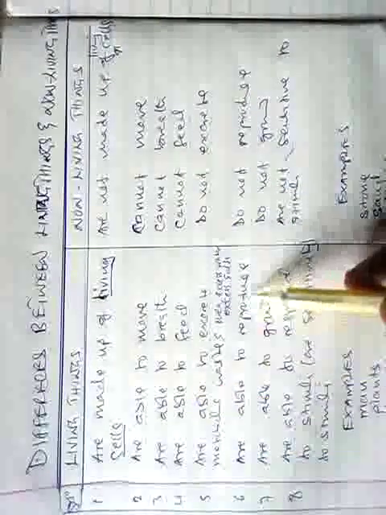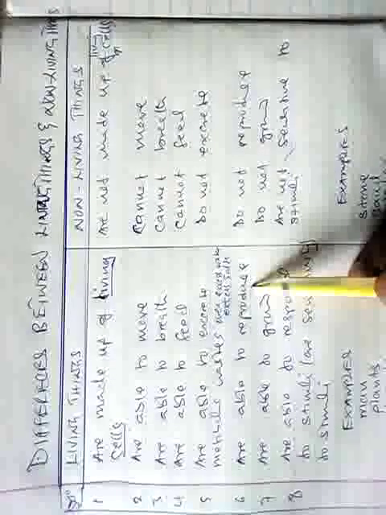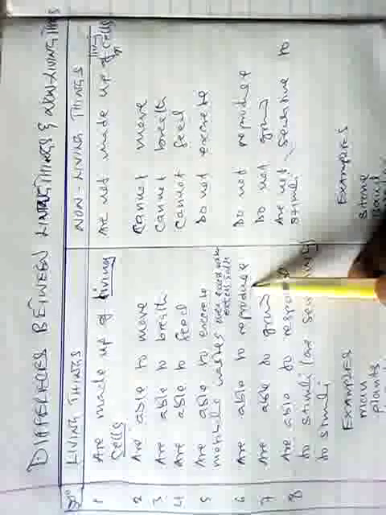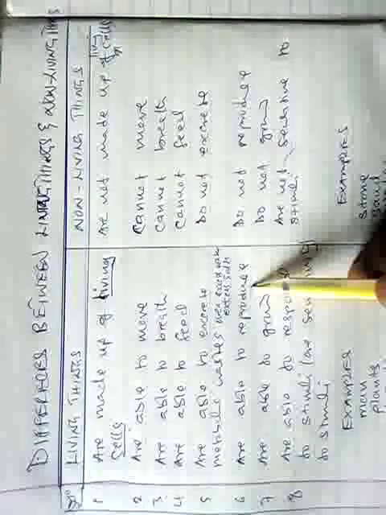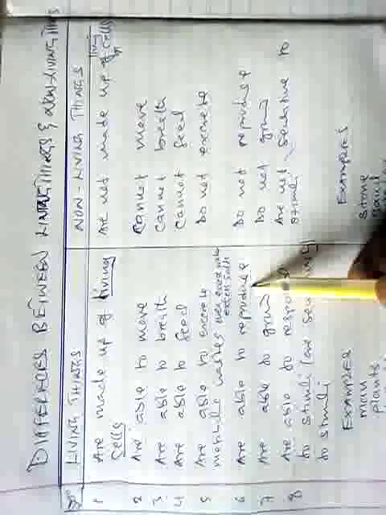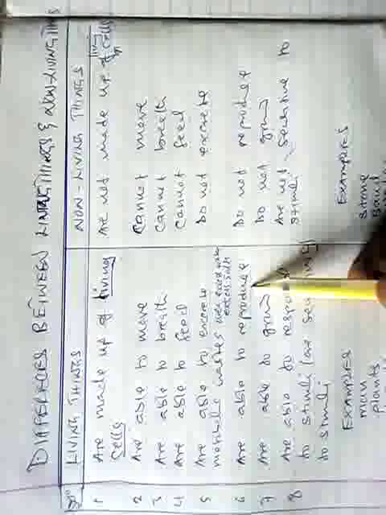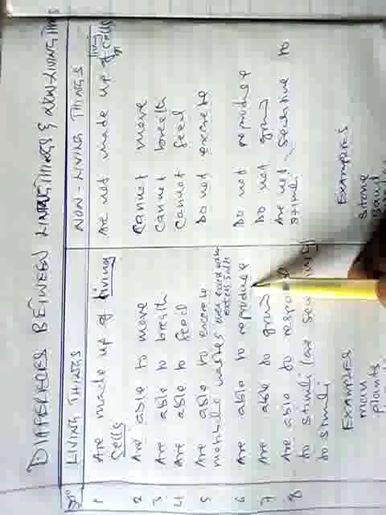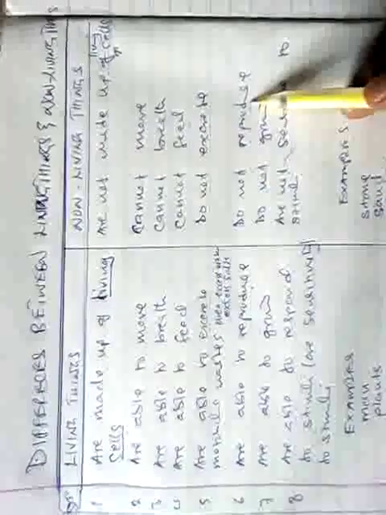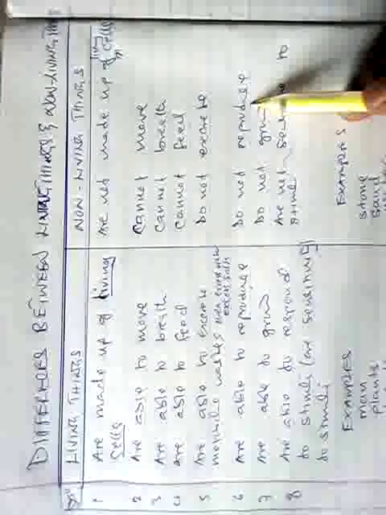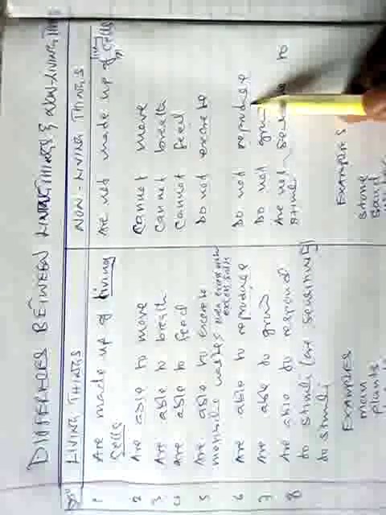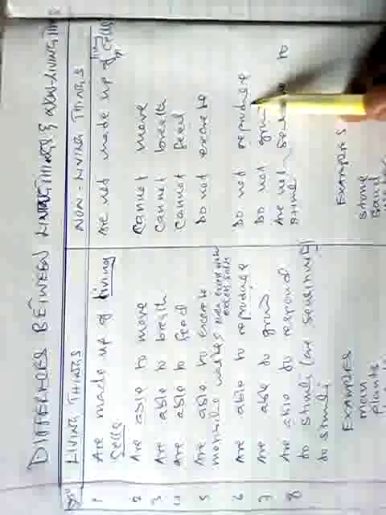Living things are able to reproduce, to have their young ones. Plants are able to reproduce. Human beings are able to reproduce. Dogs are able to reproduce. They are able to produce their young ones. But non-living things do not reproduce. A single stone will continue being a single stone just like that. Even if it is broken down by force, that is not reproduction.